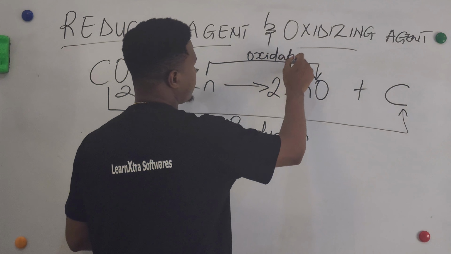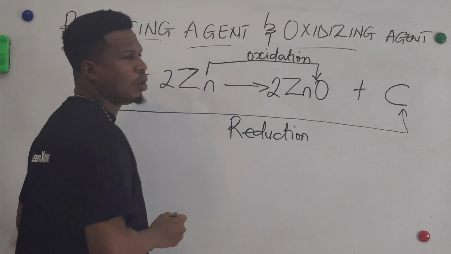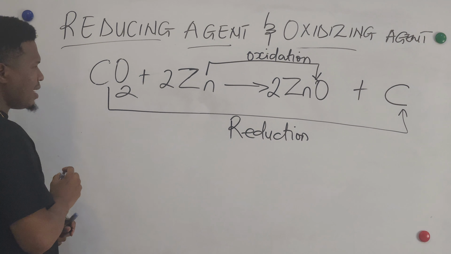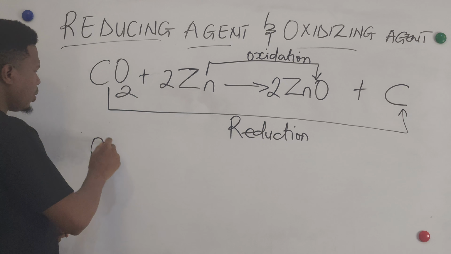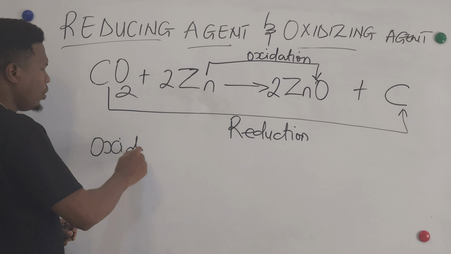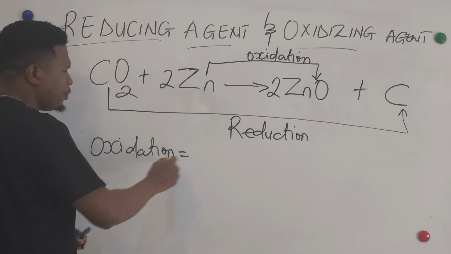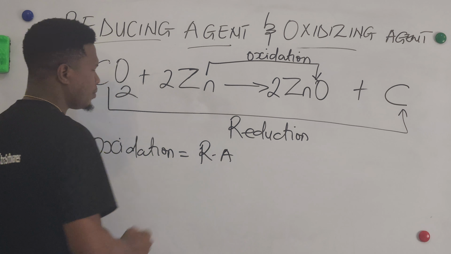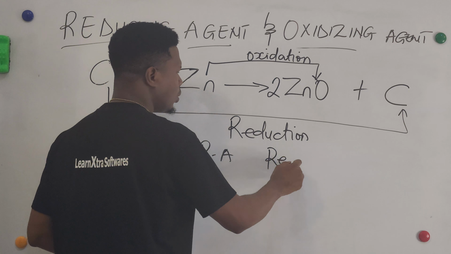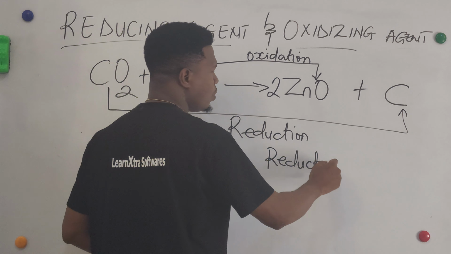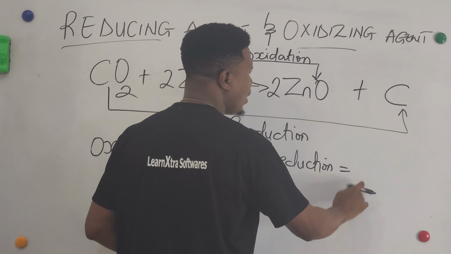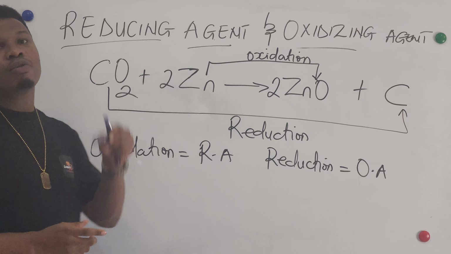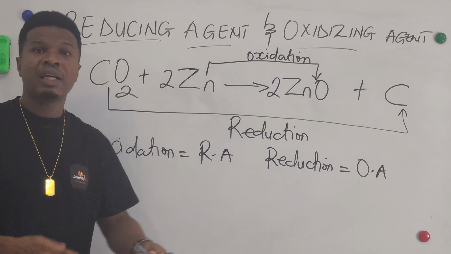Okay? So because of oxidation, there is a rule that says, you have to know this: any element undergoing oxidation is the reducing agent, while anyone undergoing reduction is the oxidizing agent. So once you have known the one undergoing oxidation and the one undergoing reduction, that particular one that is undergoing oxidation is the reducing agent.